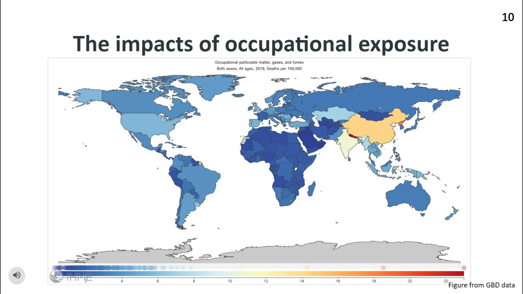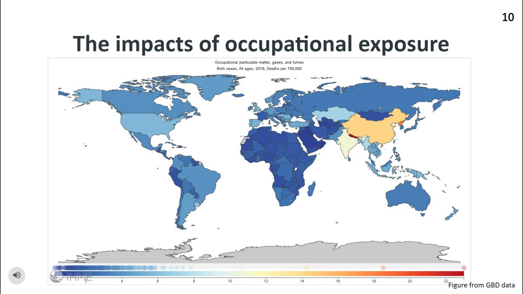The GBD estimates the increased risk of premature mortality due to cardiovascular disease through occupational exposure to PM, gases, and fumes, and the increased risk of developing cancer from exposure to occupational carcinogens. Globally, occupational exposure to PM, gases, and fumes was estimated to result in 524,000 premature deaths in 2019. However, due to lack of data on this source, it is likely that this will be an underestimate.